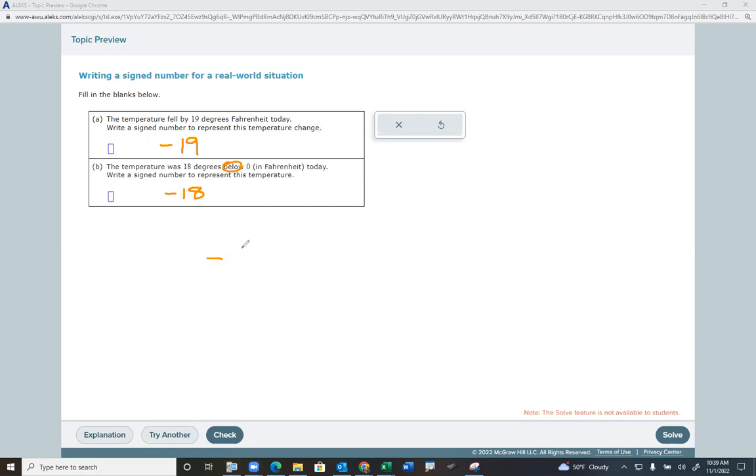Incidentally, -40 degrees Fahrenheit is the same thing as -40 degrees Celsius. So that is the one number where the two of them meet. And if you look up a thermometer on Google Images or something, you'll see that.